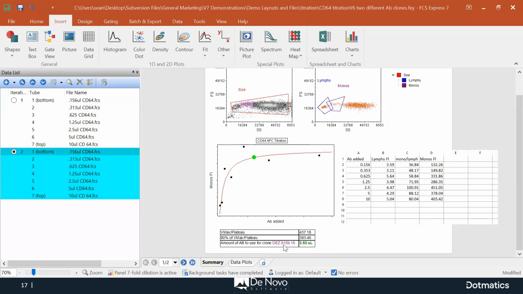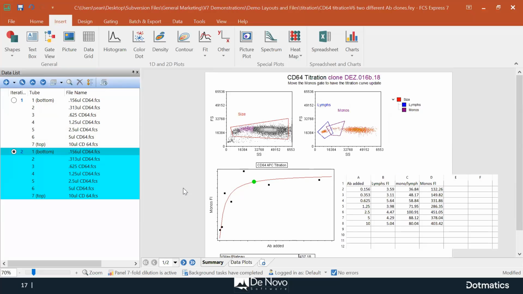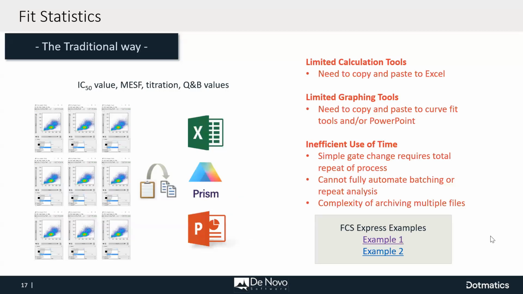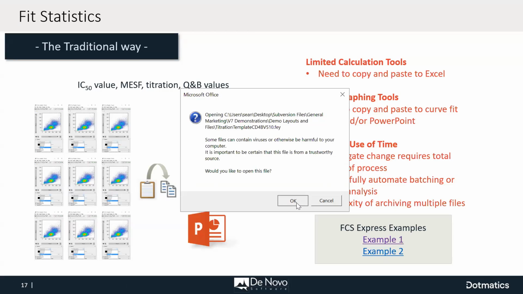And we're even doing something a little fancy here where we use metadata or keywords from the data file to report the name of the clone. So any sort of metadata or information you're storing with FCS files can be pulled into your analysis and into part of your report. So again, working with these sort of fit statistics becomes very quick and easy to do in FCS Express.